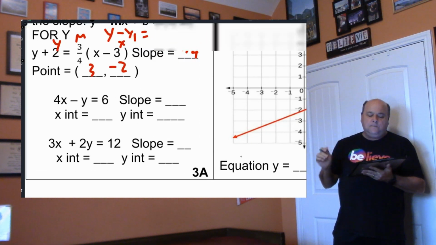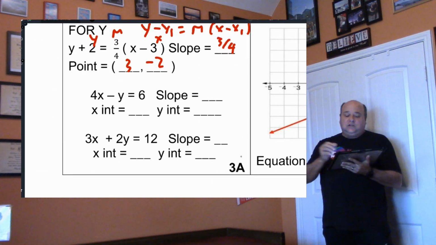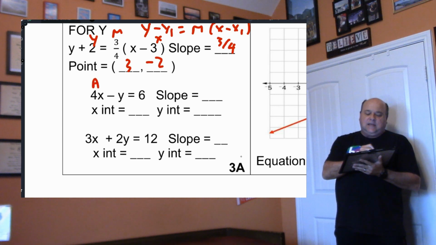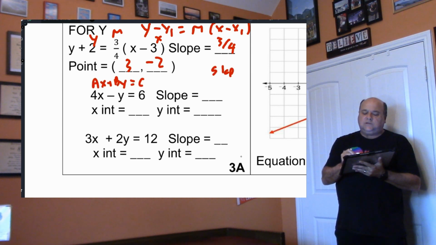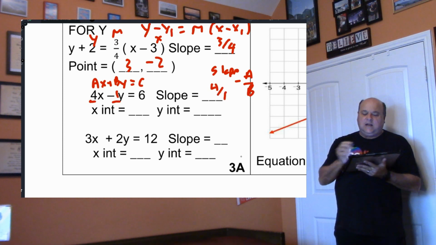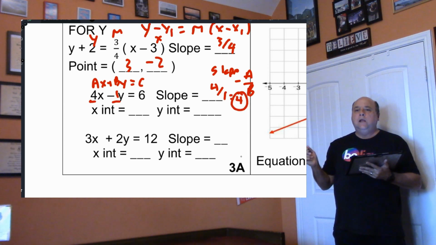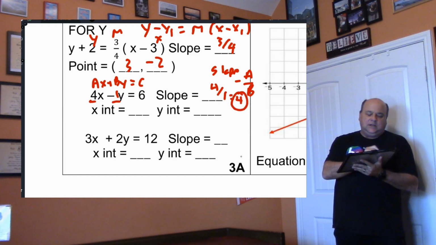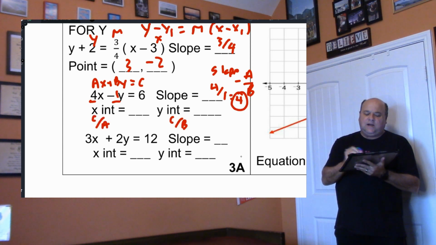Let's go to the next problem. Okay, I'm going to do this once. Remember, your slope, it's ax plus by equals c. The slope is always negative a over b. You've got to memorize that. These two numbers would be your slope. So put 4 over 1, and then the opposite of a negative is a positive. The slope actually would just be 4. And then your x-intercept is your c divided by a. Your y-intercept is c divided by b. So what's 6 divided by 4?